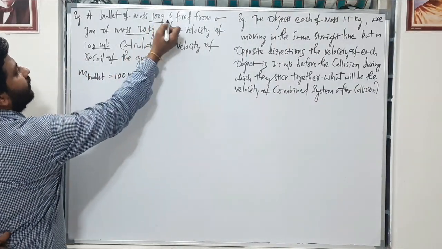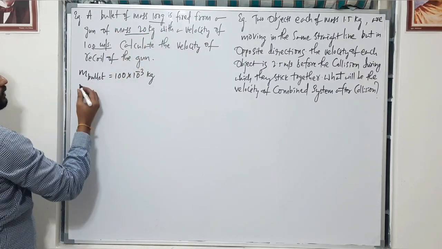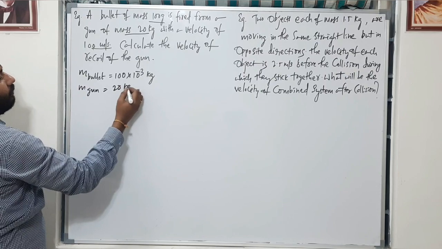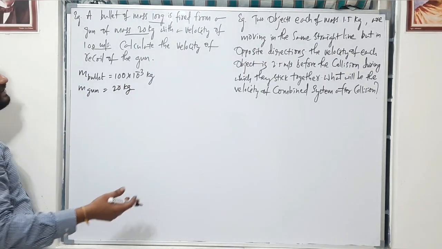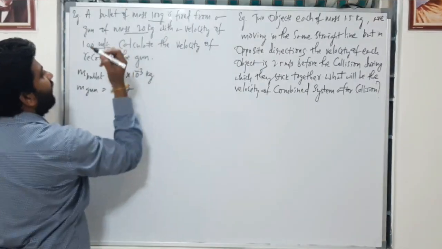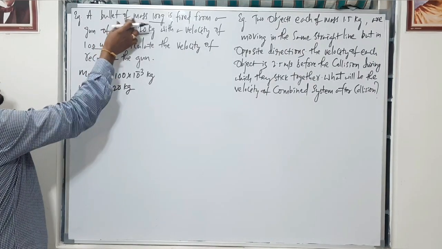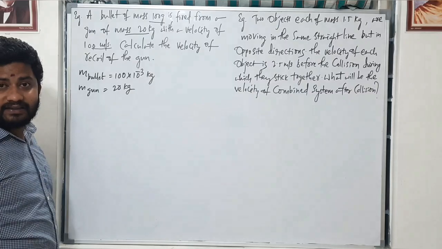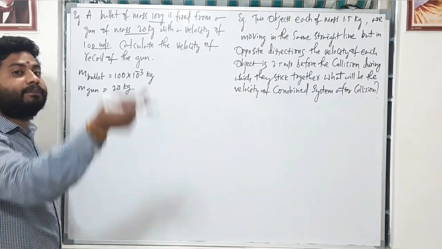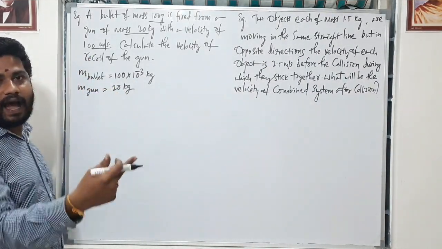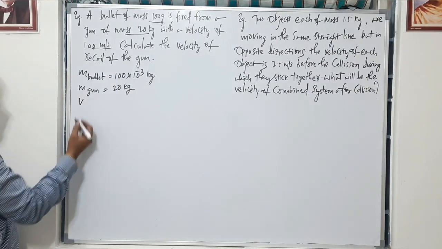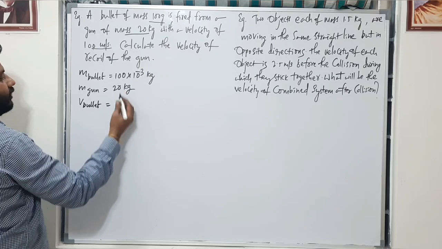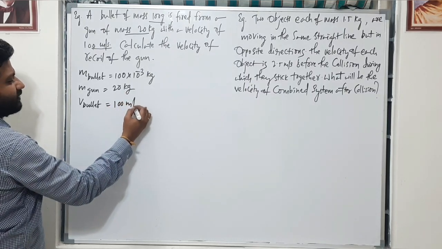Now, 100 gram is fired from a gun of mass, so mass of the gun, what is that? 20 kilogram. No need to convert this, already it is in SI unit. With a velocity of 100 meter per second. So the bullet is moving with a velocity. So initial velocity or final velocity? Initial velocity means before firing. Final velocity is after firing. So final velocity of the bullet they have given, which is equal to 100 meter per second.